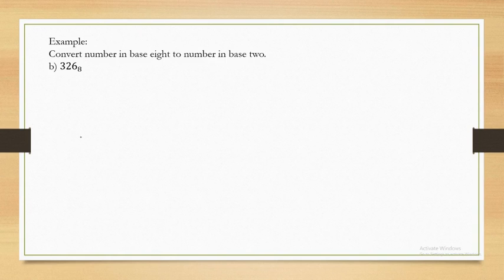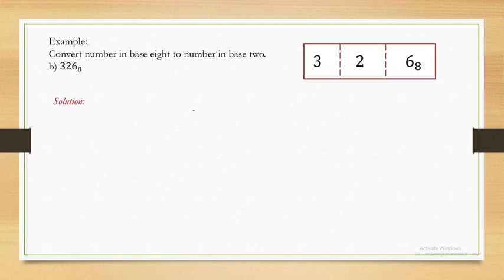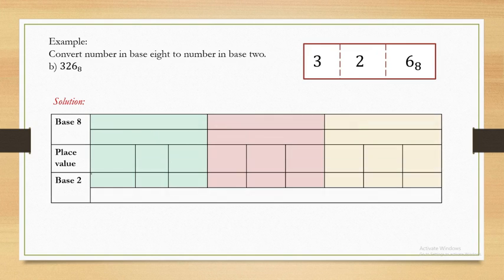For the second example, convert this number into base 2. Okay, this is base 8, then we need to convert it to base 2. For the first step, we separate each digit for one group. One digit, one group. Start from the right. Build a table like this. For the first row is base 8, second row is place value, and the last row is base 2.